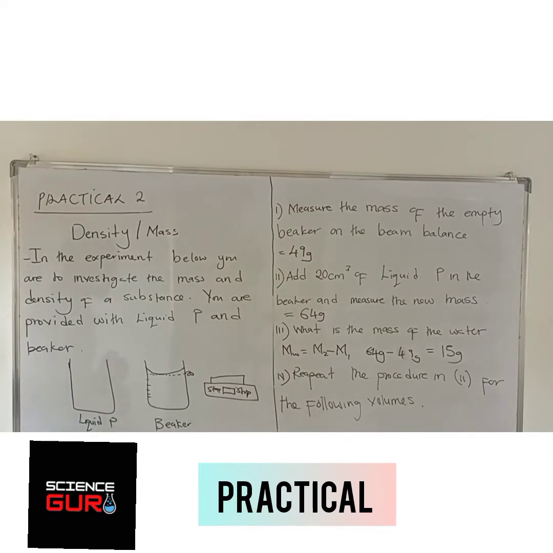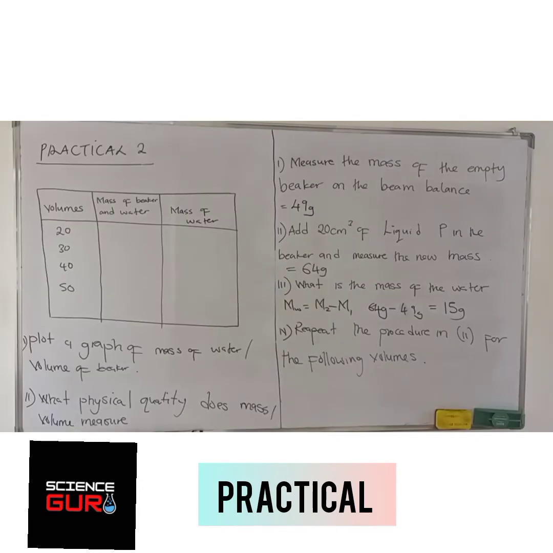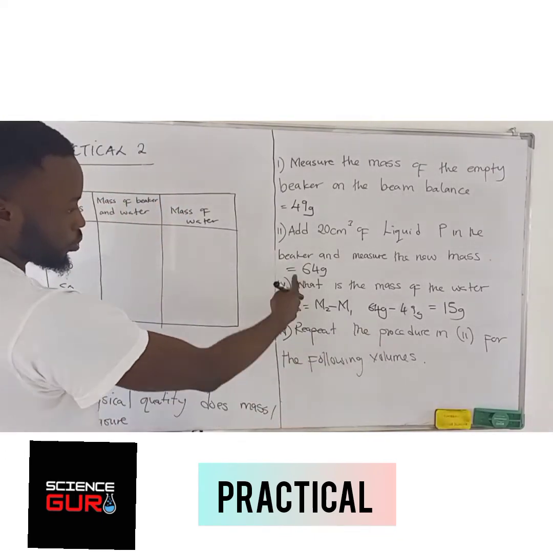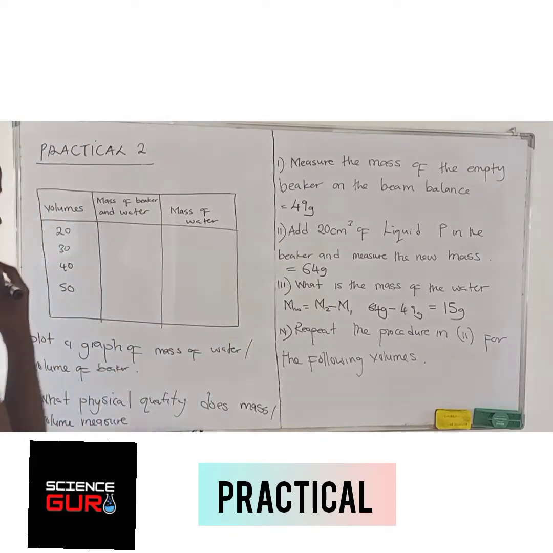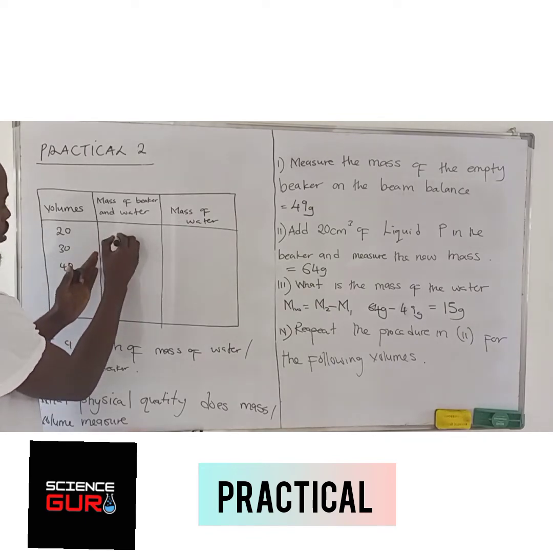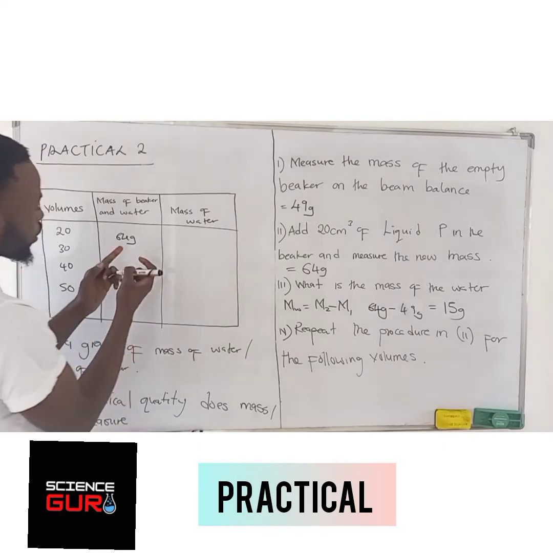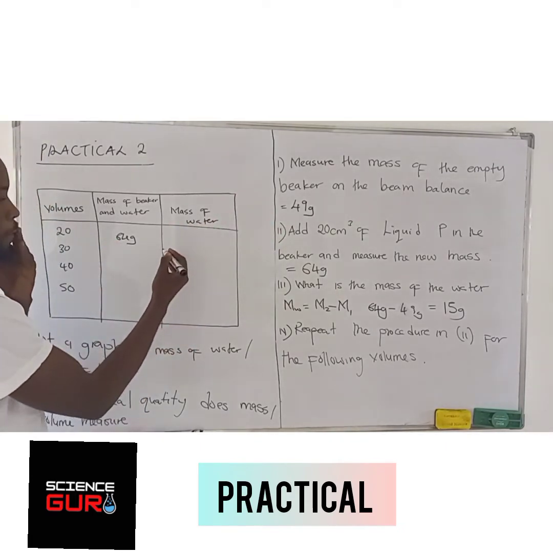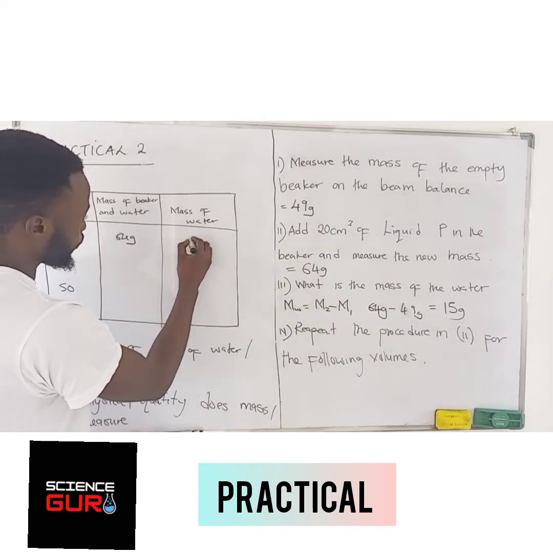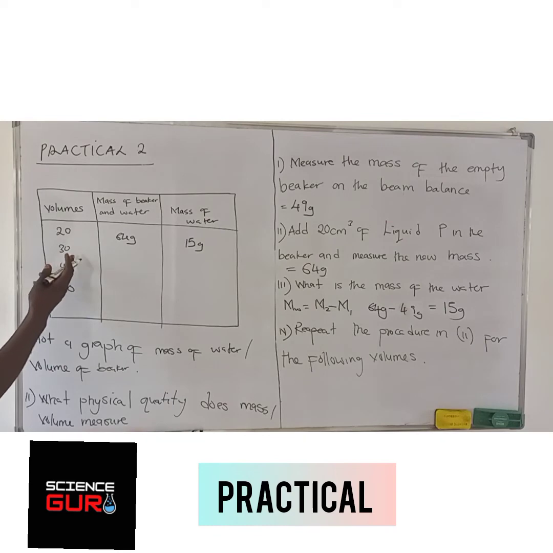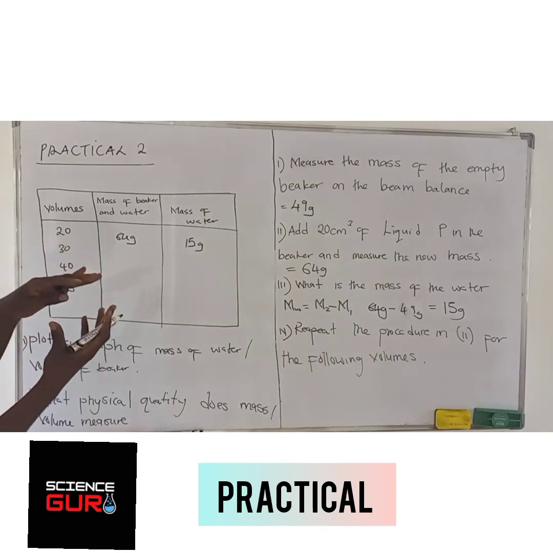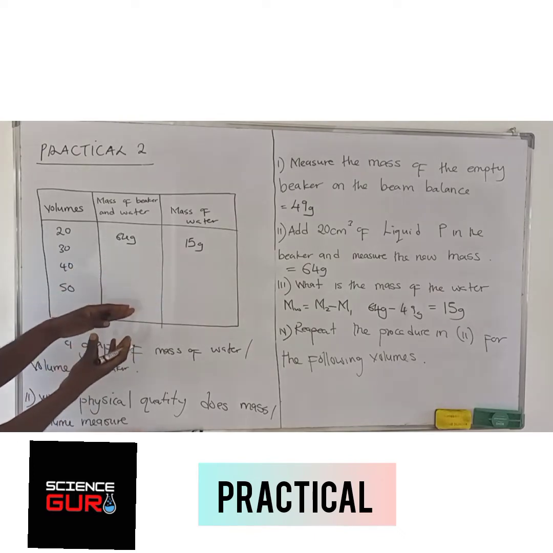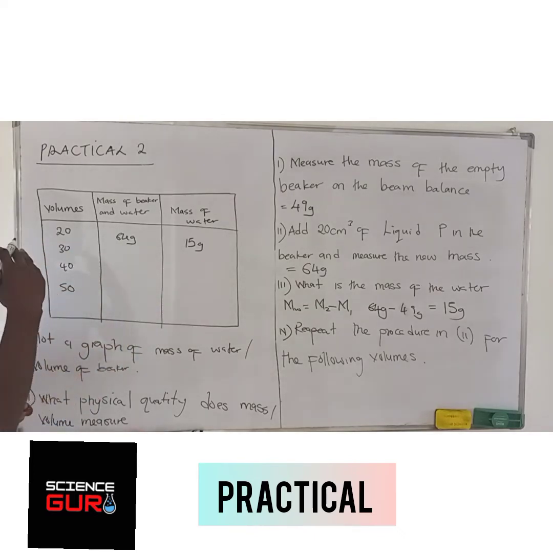Then they are saying, repeat the procedure in 2 for the following volumes. So 20 centimeter cubed we did already, when we found 64 grams, and once we subtracted, we got 15 grams. We come to 30 centimeter cubed. Do the same. Add 30 centimeter cubed of liquid P in the beaker. Read below the meniscus.